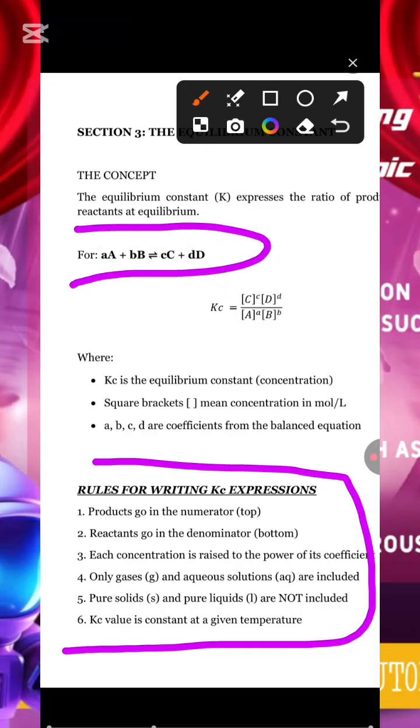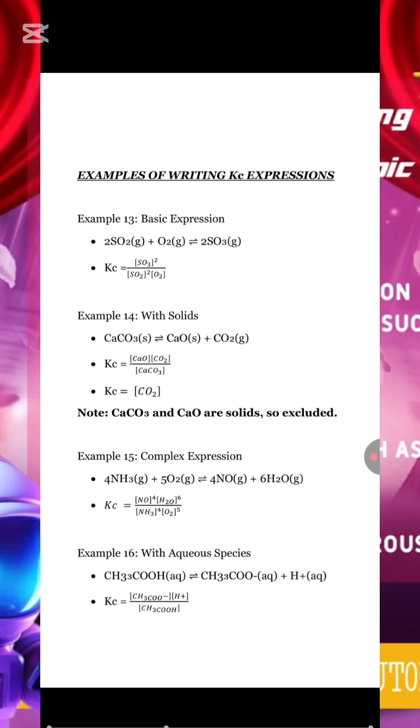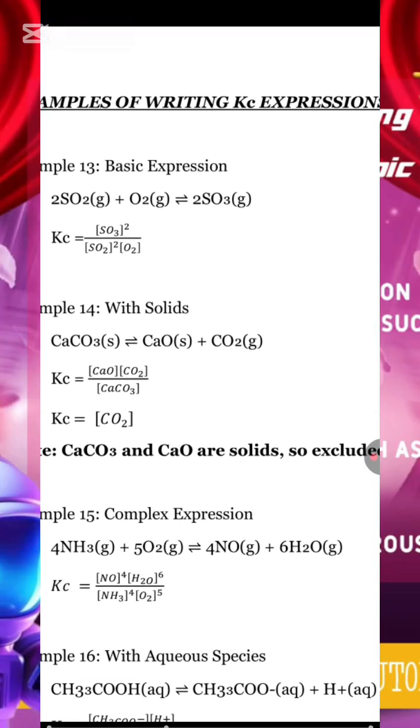Okay, so when writing your equation, you must not include anything that is a solid or a liquid, only gases and aqueous. You get that in the examples. Secondly, that number five, pure solids and pure liquids are not included. And finally, the Kc value is constant at any given temperature. You should always bear that in mind. All right, now let's look at some examples of all the stuff we just finished explaining.